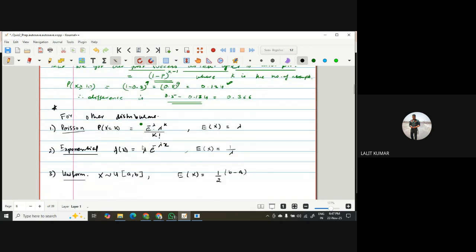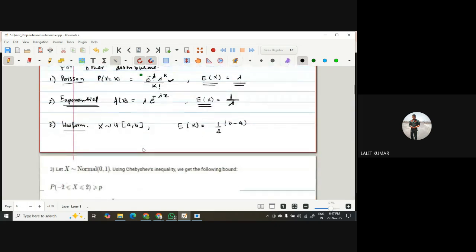Okay. So for other distributions, I also have mentioned, for example, Poisson distribution, most likely they will give the formula, we don't have to remember it. We just have to remember that the expectation of x here is lambda. For this, the pmf is e to the power minus lambda times lambda to the power k. For exponential distribution, your expected x is 1 by lambda. So this we have to remember, 1 by lambda. For uniform, we know it is 1 by 2 times (b minus a).